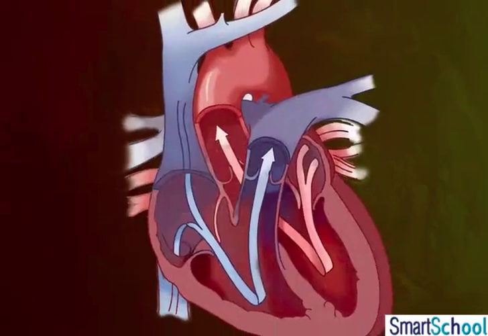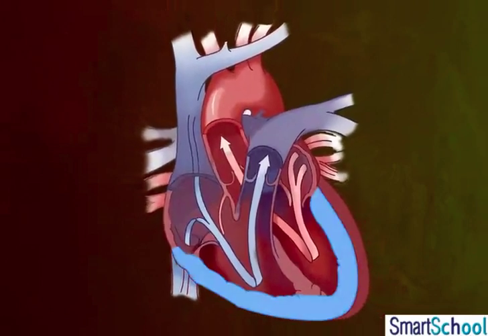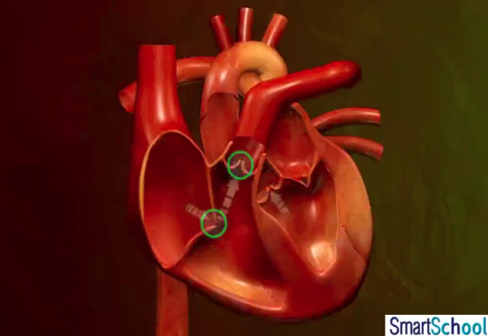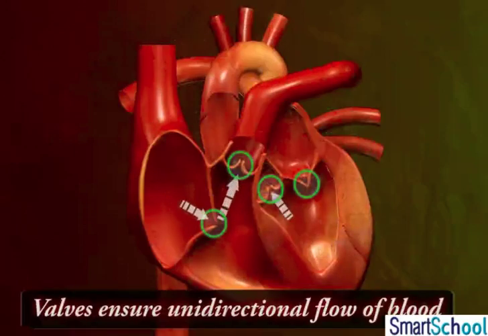Since the ventricles have to pump blood to the various organs, they possess thicker muscular walls as compared to the auricles. The valves ensure unidirectional flow of blood even on the contraction of the auricles and the ventricles.